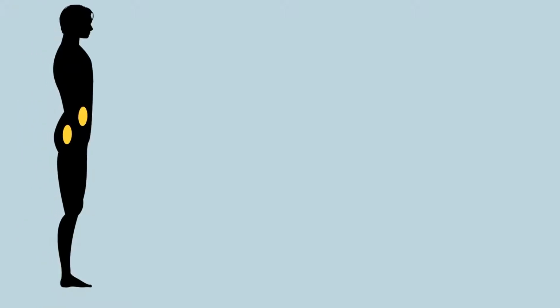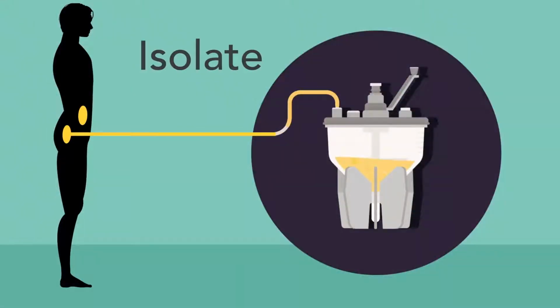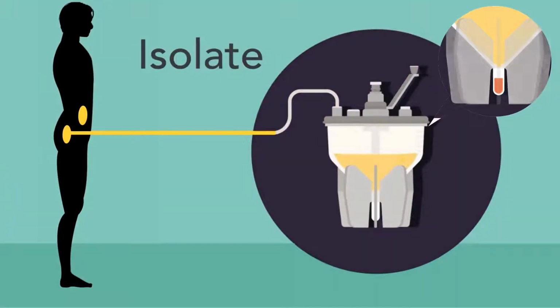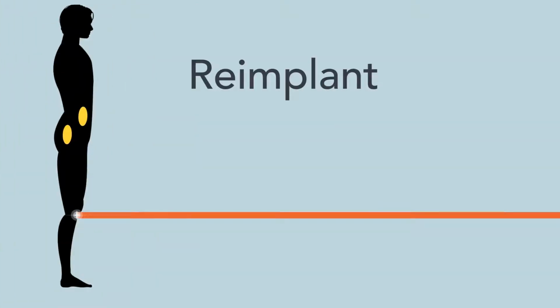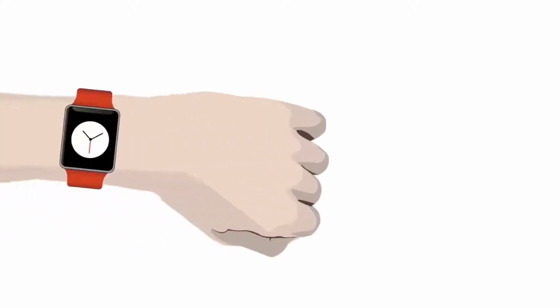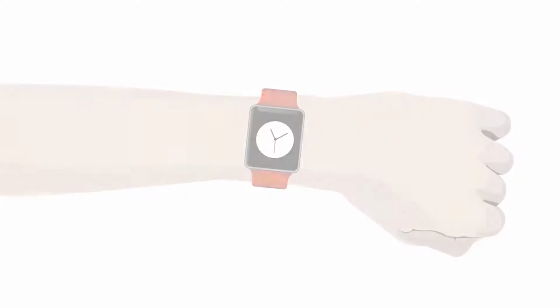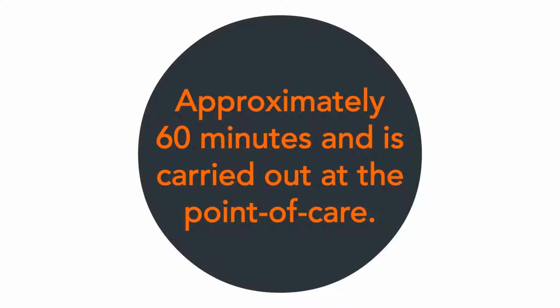GID Technology addresses this reduced stromal cell function or activity by harvesting exogenous stromal cells from a small adipose tissue sample, isolating the healthy stromal cells from the sample, and then reimplanting the viable stromal cells to supplement the endogenous stromal cell population. The isolation of the stromal cells from the adipose tissue sample takes approximately 60 minutes and is carried out at the point of care.